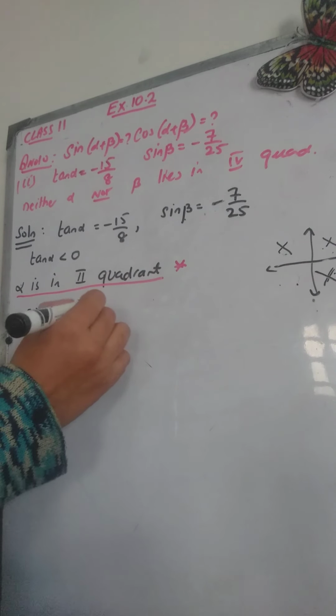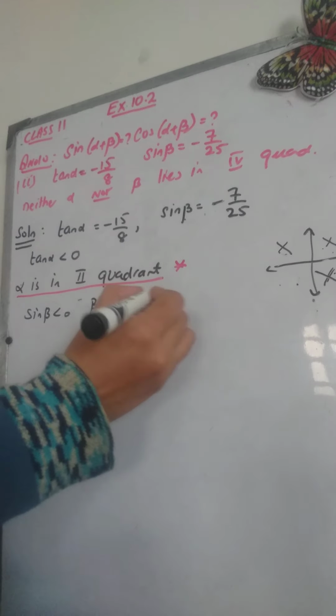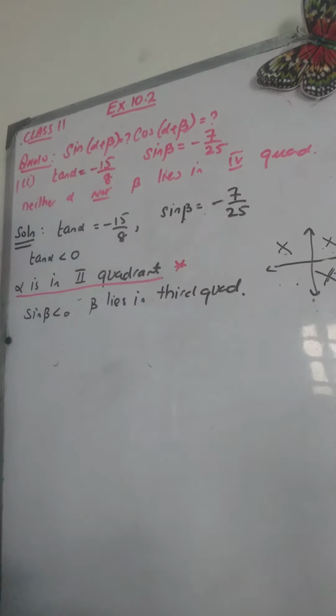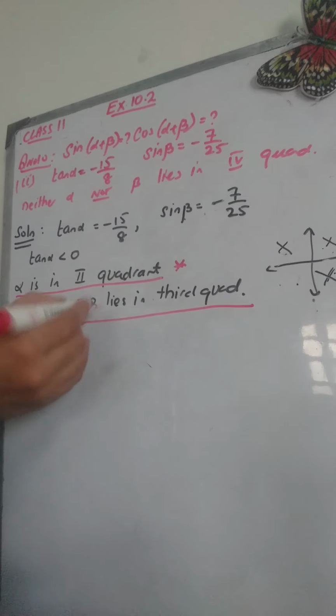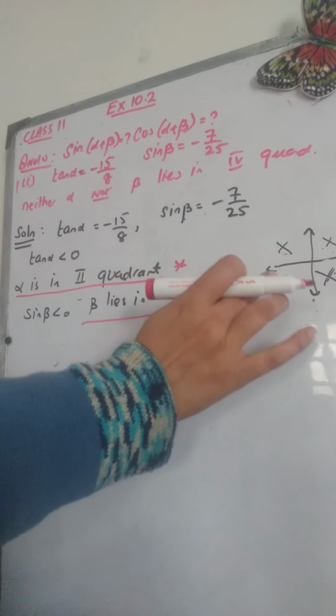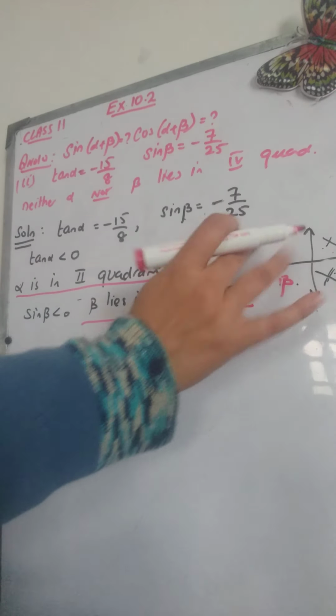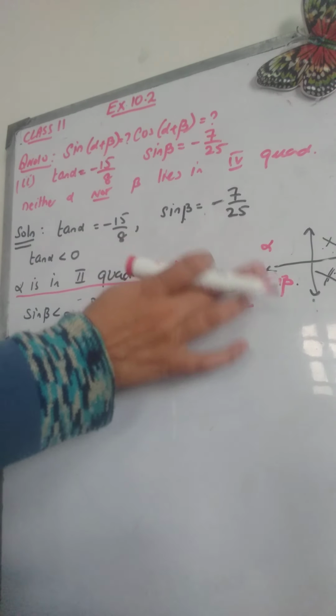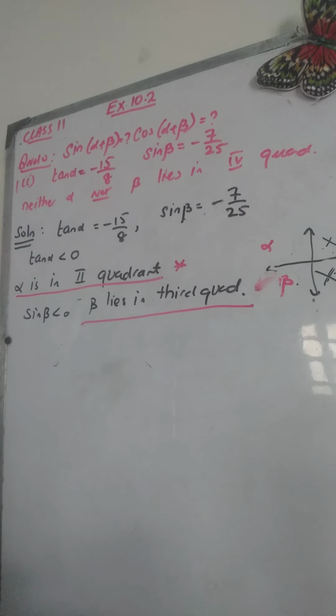It means that beta lies in the third quadrant according to the given information. Beta is negative and it should be in the third quadrant, and alpha, as we have observed, is in the second quadrant. You do have to remember these two things, because we will be using them.